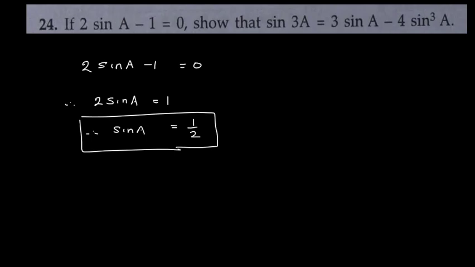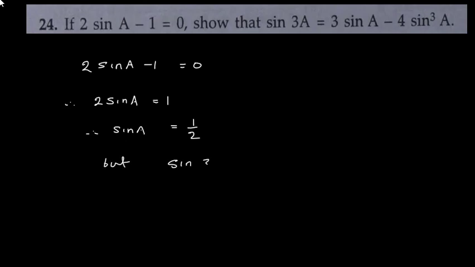Now sin a is 1 by 2. I want to prove that sin 3a is equal to 3 sin a minus 4 sin cube a. So let us find what is 3 sin a. Okay, first sin a is equal to 1 by 2. I know that sin 30 degree is 1 by 2. So therefore this a is equal to 30 degree.